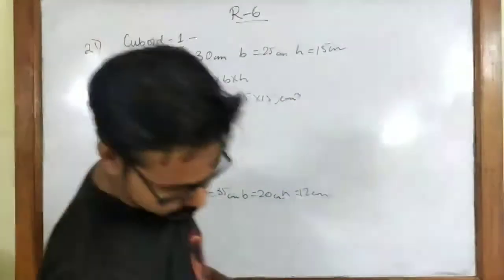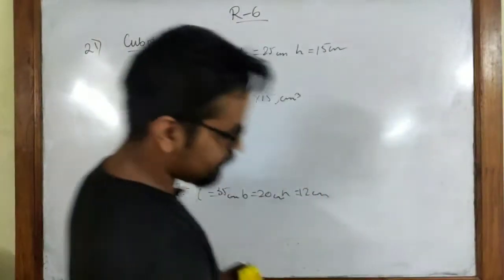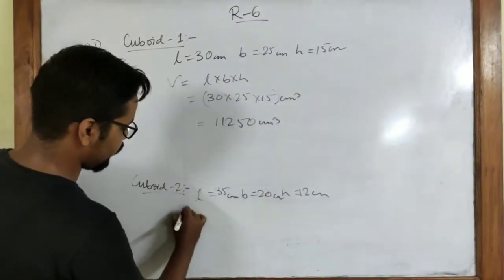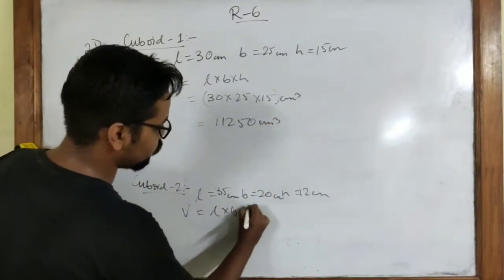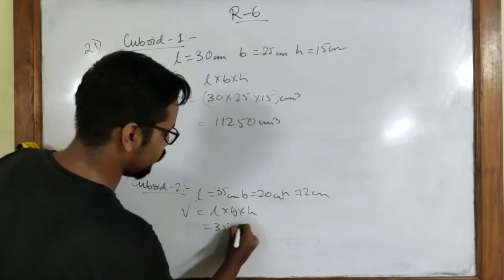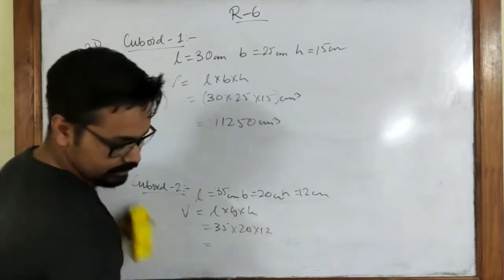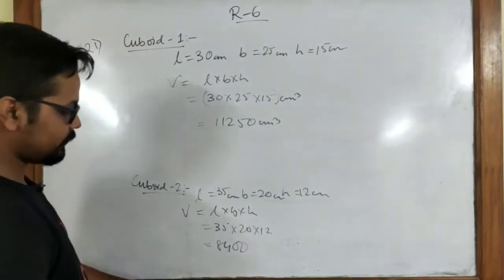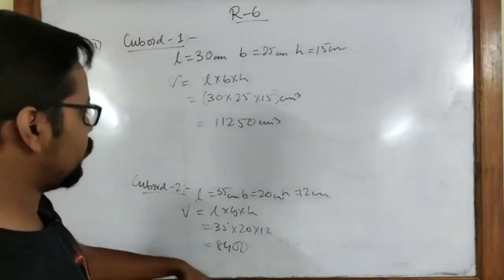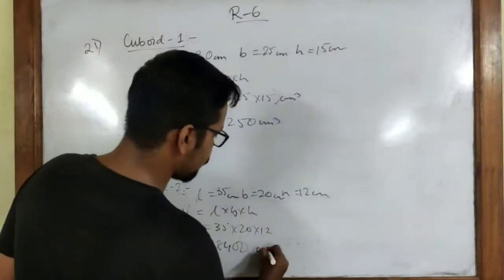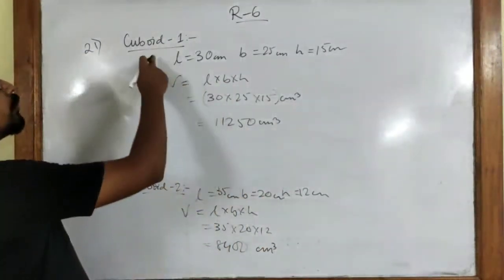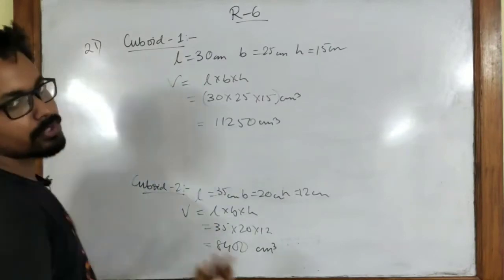What is the answer? The answer is 11250 centimeter cube. And here we have to do again volume, length into breadth into height, which is 35 into 20 into 12. And its answer is 8400. I think it is 8400, hopefully. Okay. So which one do we get more? This value is greater than this. So volume of cuboid 1 will be greater than volume of cuboid 2.